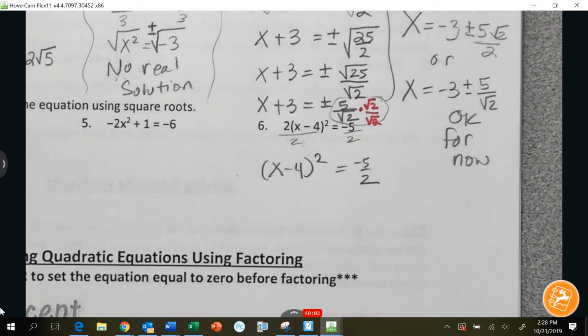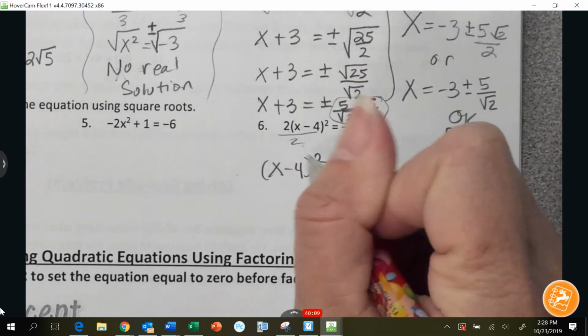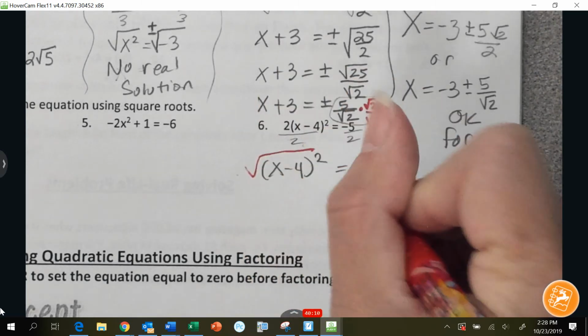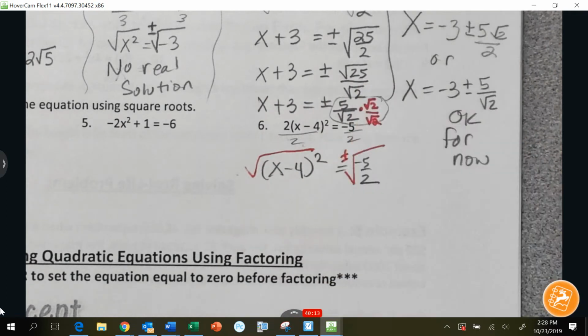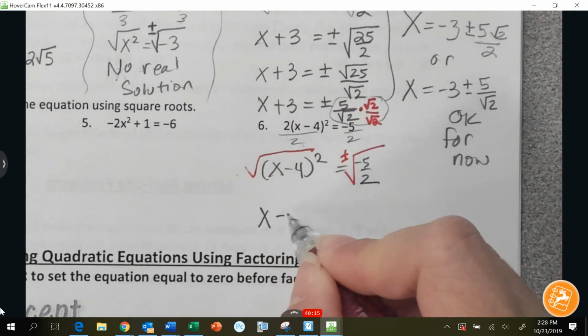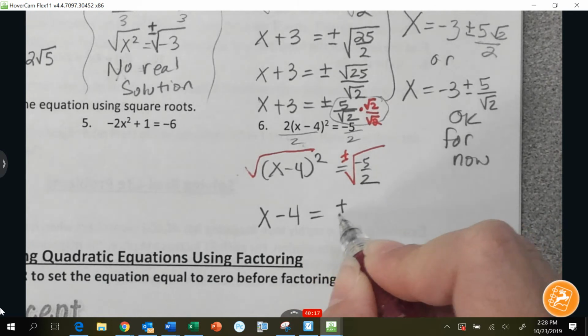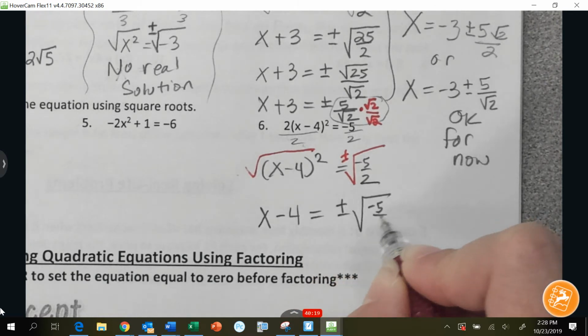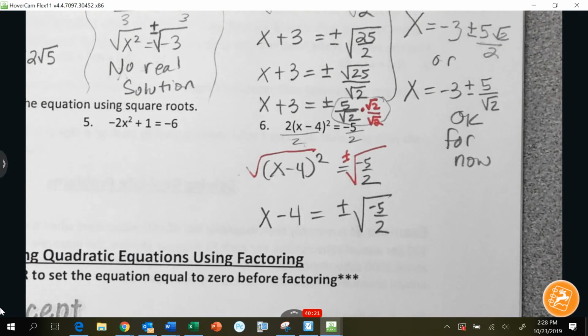What would be my next step? Square root plus or minus to both sides. Okay. Once you have just the squared by itself, that's when you can square root. So I have x minus 4 equals plus or minus. And then you guys tell me what I would do next.